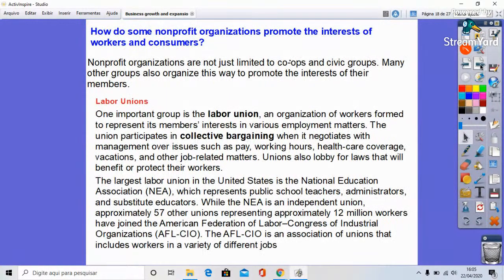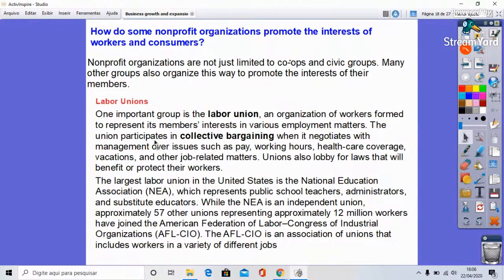How do some nonprofit organizations promote the interests of workers and consumers? So, nonprofit organizations are not just limited to co-ops and civic groups. Many other groups also organize this way to promote the interests of their members. Here we have labor unions. It's a very important group. Okay, it's an organization of workers formed to represent its members' interests in various employment matters.